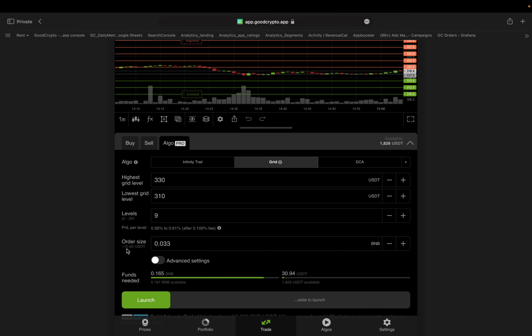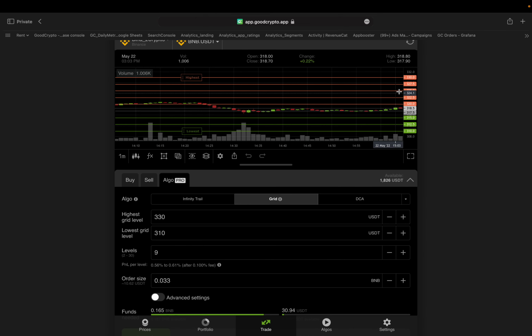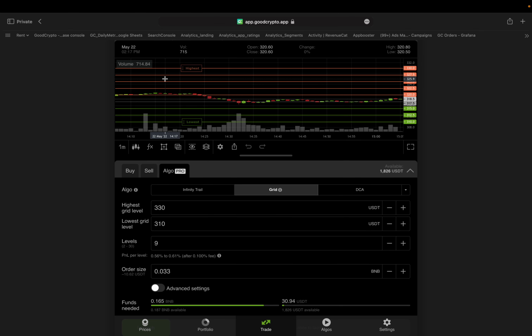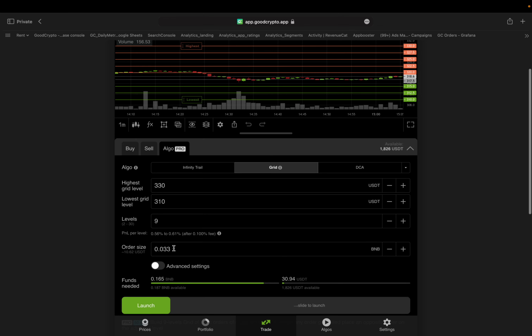Let's keep it to the minimum. So it's 0.033 BNB. It's around 10 USDT per level. That's something you probably want to keep this way, or it's a useful way to keep the numbers round. For example, keep your order size close to something that you can understand in a quoted currency, in USDT, for example. So you know that you have around $10 per each level, and it's easier mentally to calculate all the stuff going forward. So that's pretty much it.